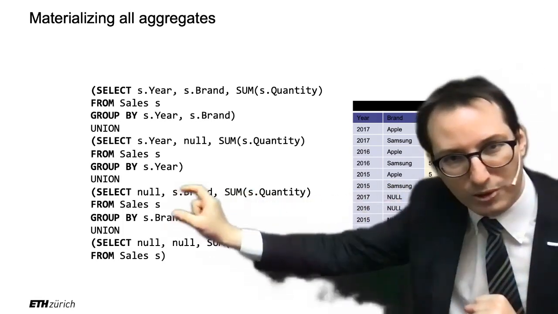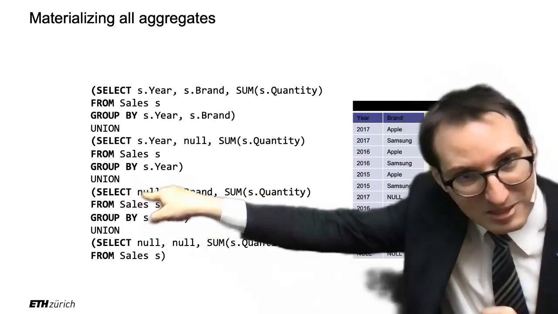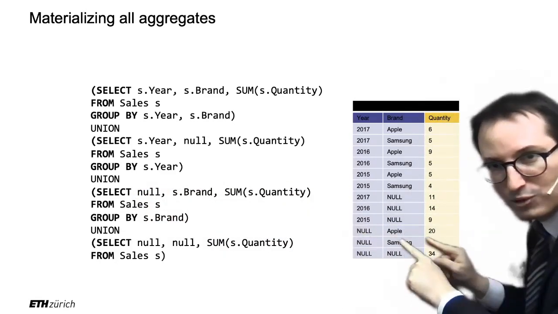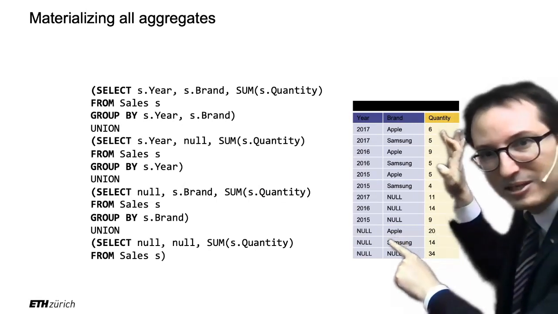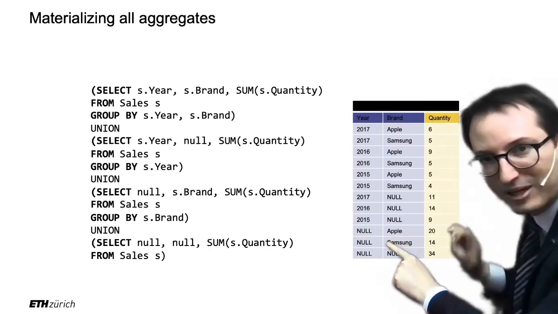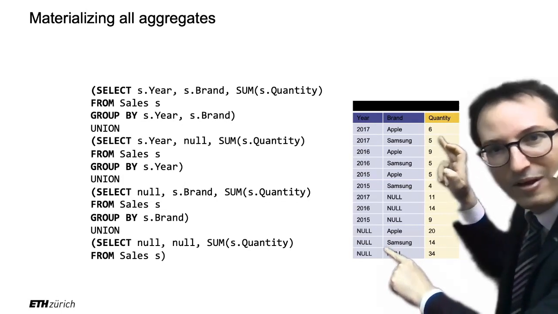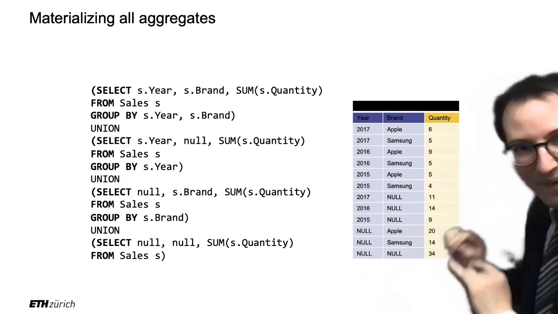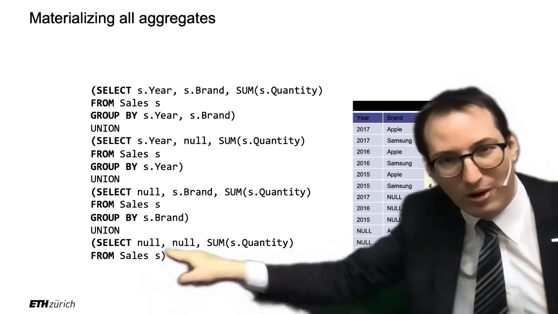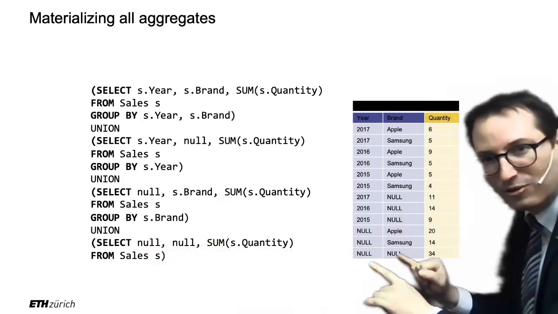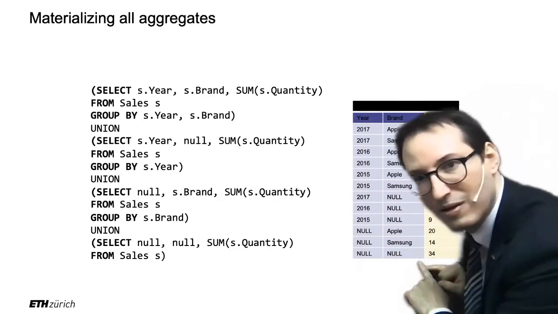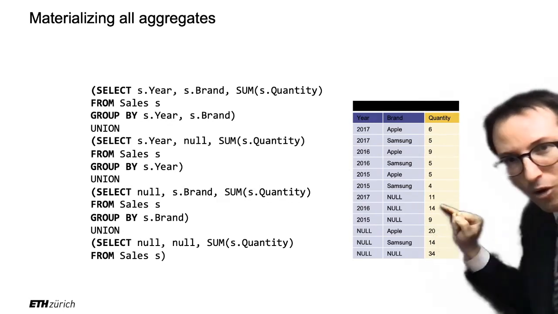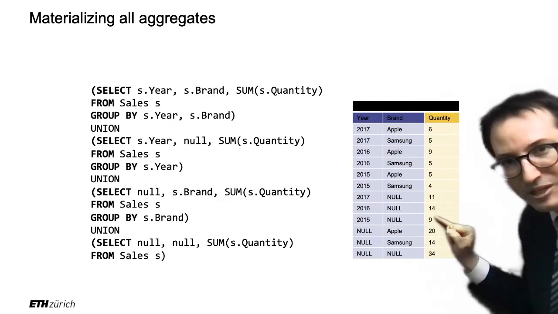Then I have the subtotals on the brand. So again, I put a null on the left this time to say that it's aggregated over the years. And here I have Apple and Samsung, right? So you see that's 20, 6 plus 9, 15 plus 5, 20, and Samsung 14. So I have 5 plus 5, 10, plus 4, 14. I did it right. And finally, I have my total with null and null, the sum of all quantities. And this is then 34, right? So you can either see 20 plus 14 is 34, or if you prefer, 11 plus 14 plus 9 also gives you 34.